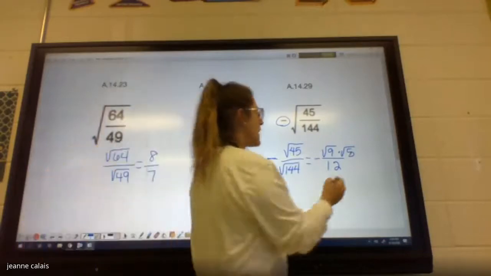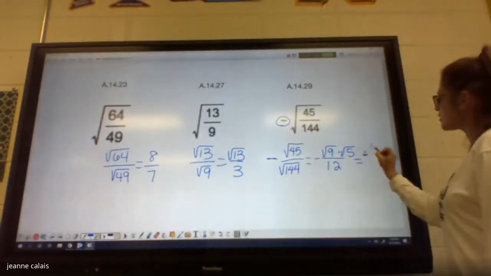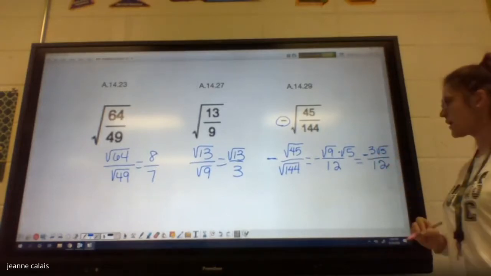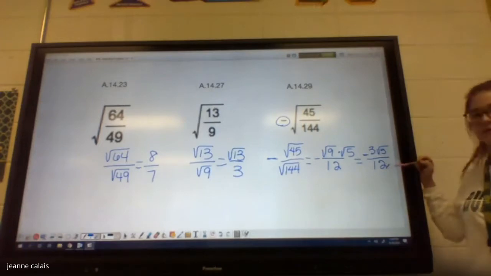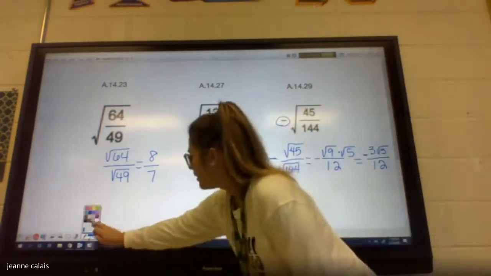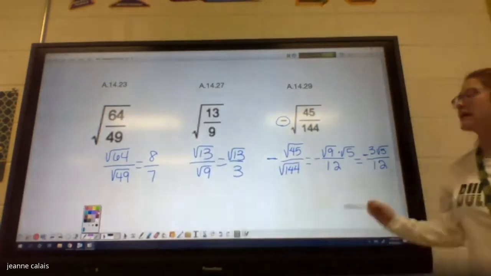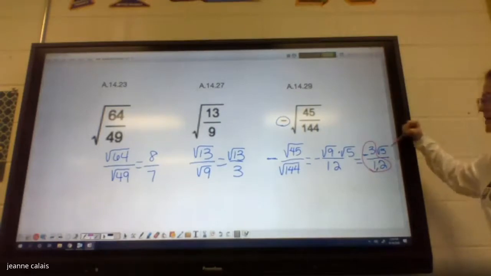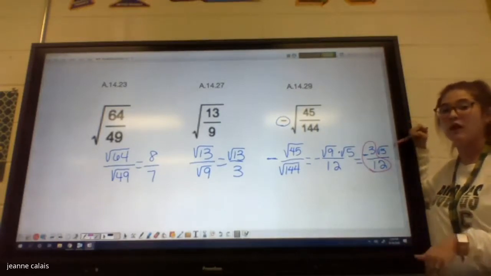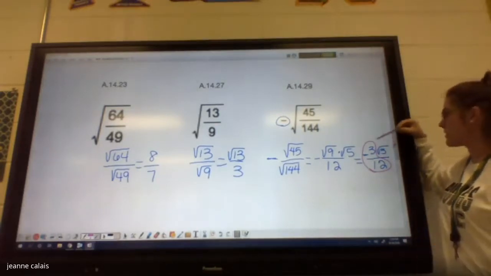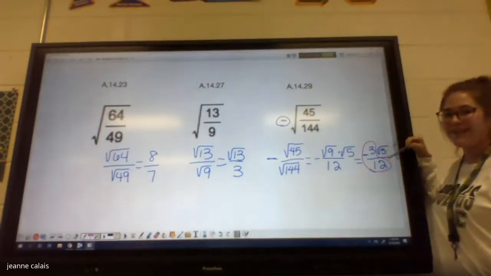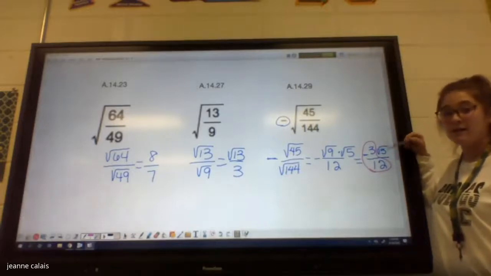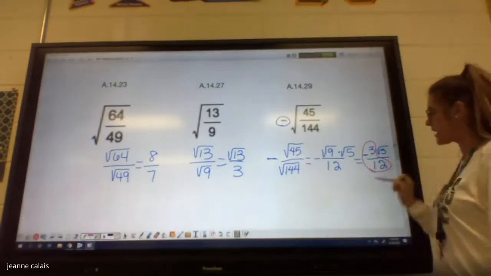Okay. Now I simplify that. So I have 3 square root of 5 over 12. This is not my simplified answer. Why? Because this square root is like a variable. You leave it alone, okay? Don't touch it. But the 3 over 12, that can simplify. You always simplify your fractions. No, nothing different here, okay?